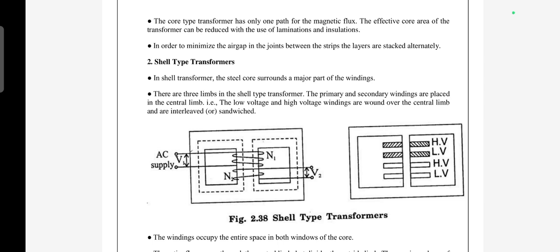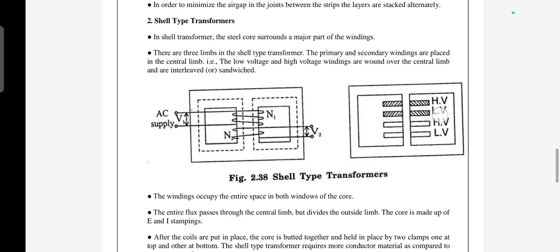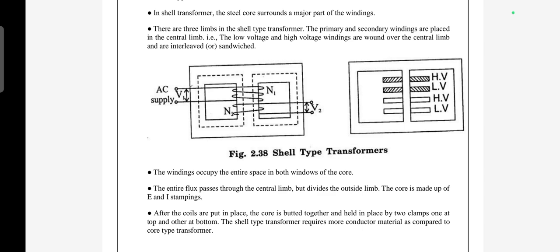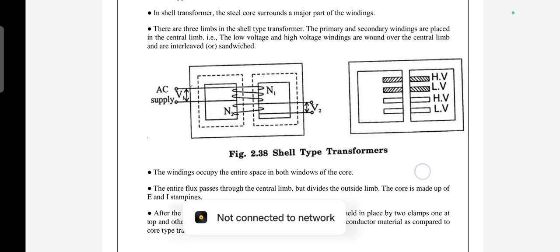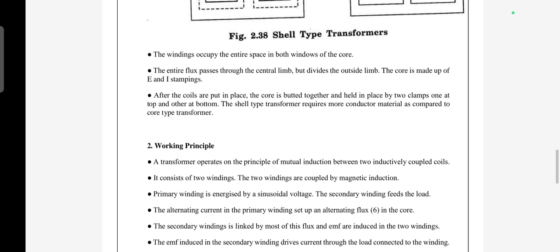The second one is the shell type transformer. In this, the structure looks like a steel core which surrounds the major part of the winding. There are three limbs. The primary and secondary windings are placed in the central limb. The low voltage and high voltage windings are wound over the central limb and are sandwiched. It looks like a book type. The windings occupy the entire space in both windows of the core. The entire flux passes through the central limb but divides in the outer limbs.